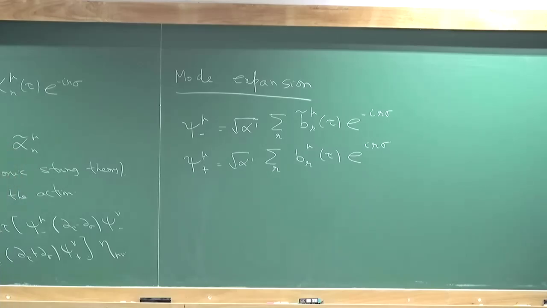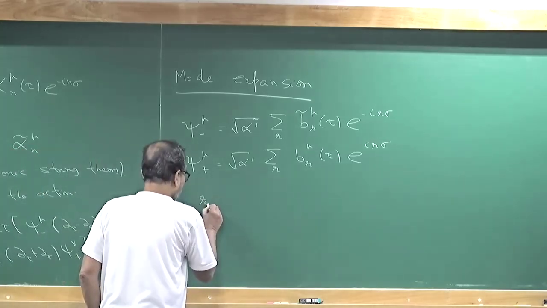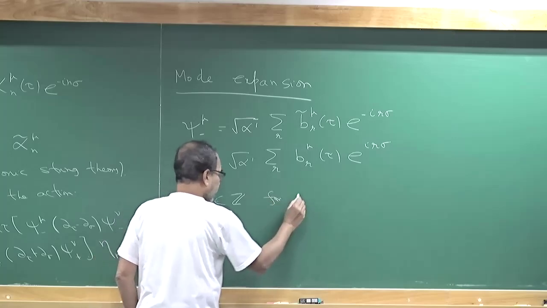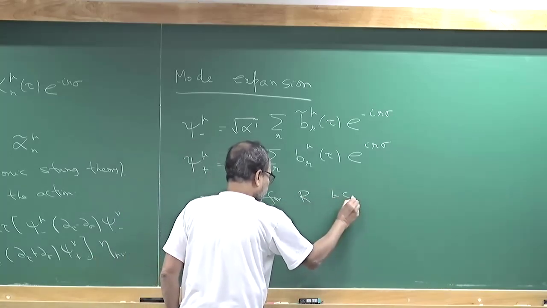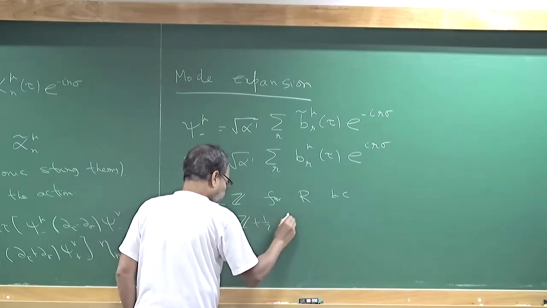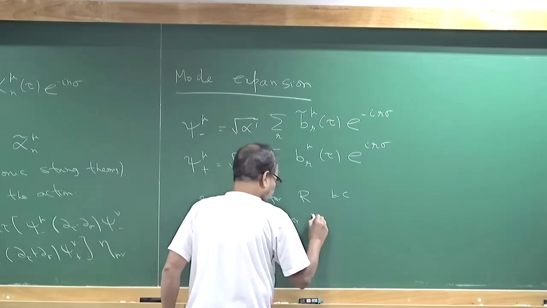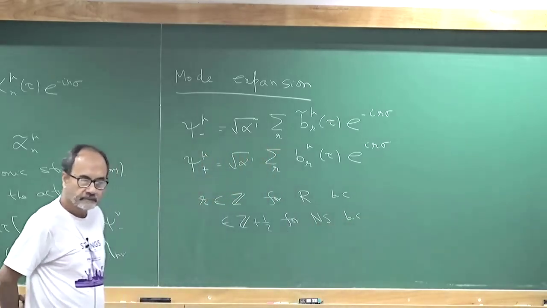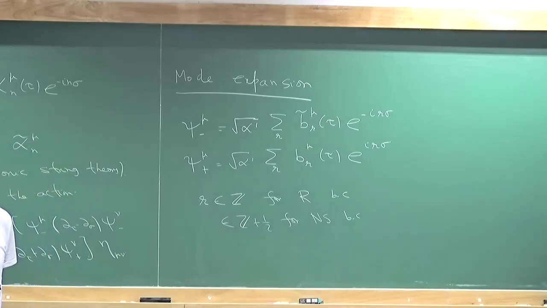Yeah, I'm going to do that now. So the point is that R should belong to integers for R boundary condition and should belong to integer plus half for NS boundary condition. Because if you want periodic, R should be integer. If you want anti-periodic, R should be integer plus half.